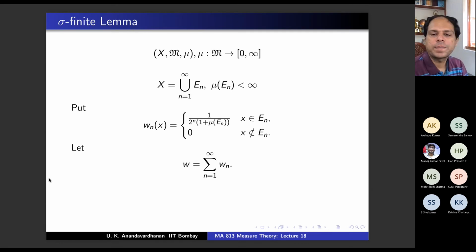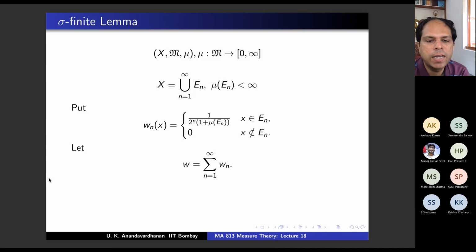So, W is summation Wn. And tell me, why will it be convergent? Because Wn is less than 1 by 2 to the n always, because 1 plus mu of En is bigger than 1. Yeah, it is less than 1 by 2 to the n always. So convergence is not a problem.